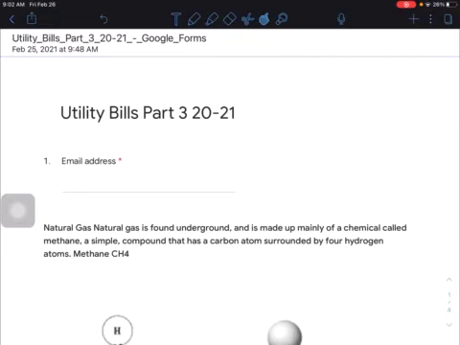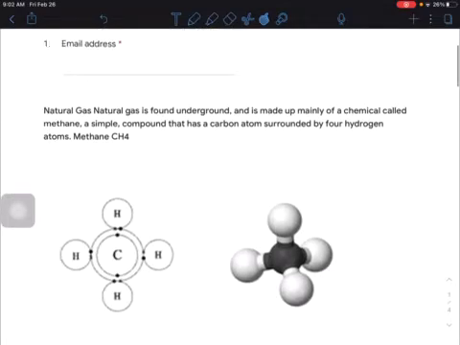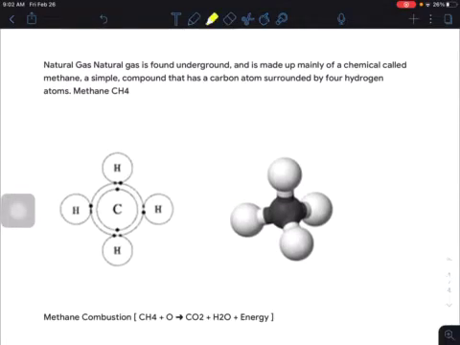On this, make sure you put your Gmail address for number 1. Information here about natural gas. This is what's used for heating. Most of your houses are heated with natural gas. Your furnace runs on natural gas.